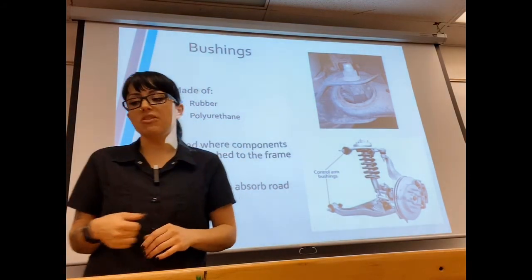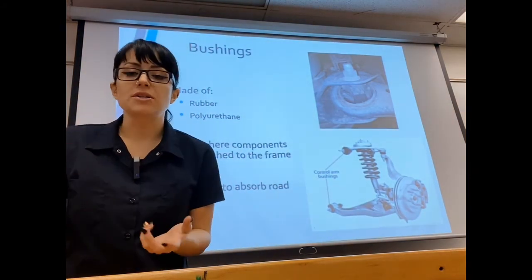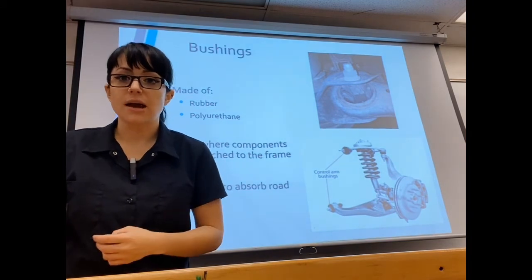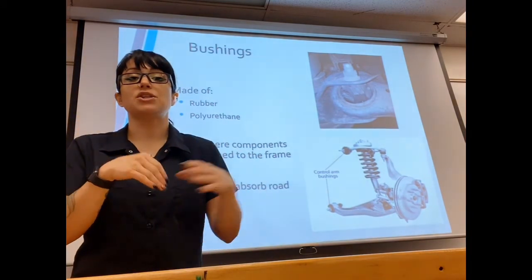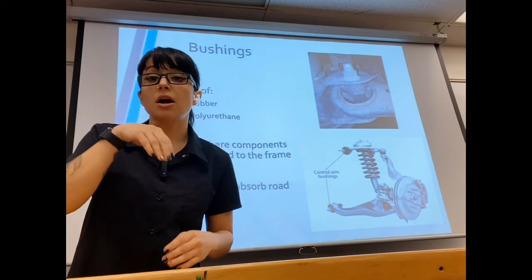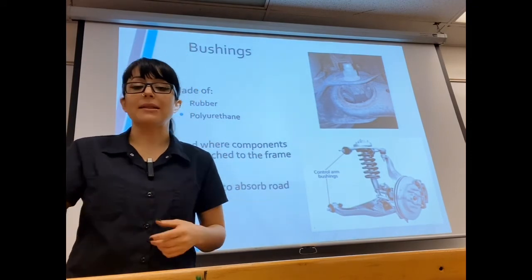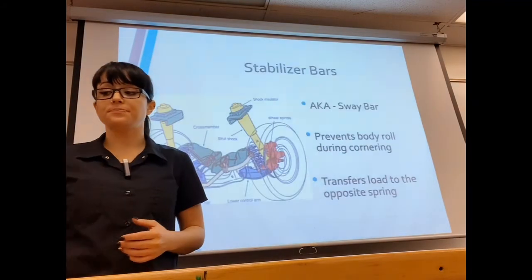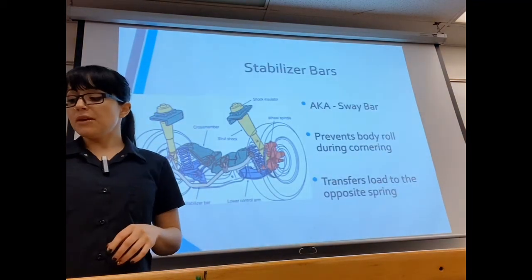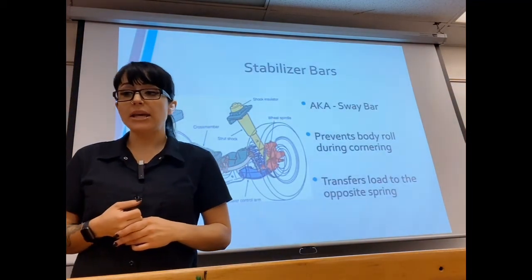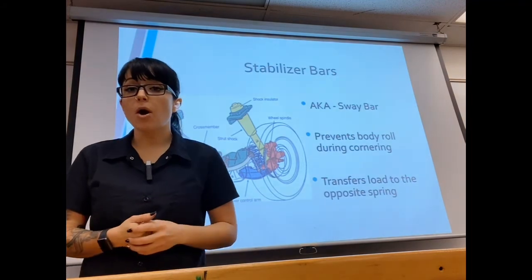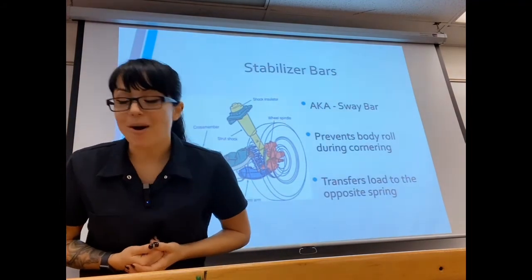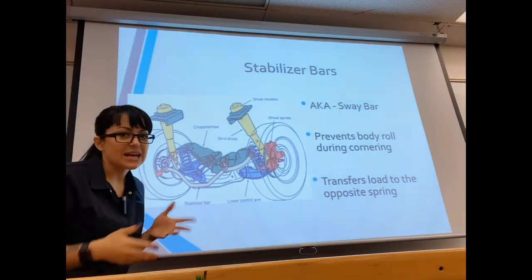It's kind of the same thing, but it's usually used where components are attached to the frame a lot of the time, or one component's attached to another, like a shock absorber on a control arm or something like that. These bushings also do help absorb road shock. And then I believe one of our last components that we'll talk about here is going to be your stabilizer bars. We know these as sway bars, or anti-sway bars, really.